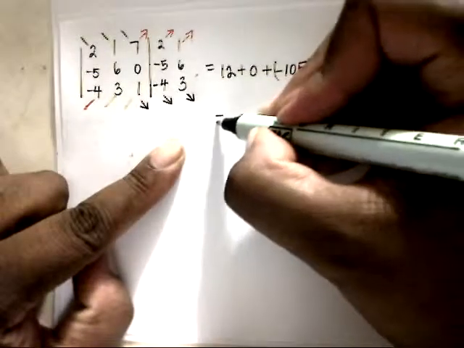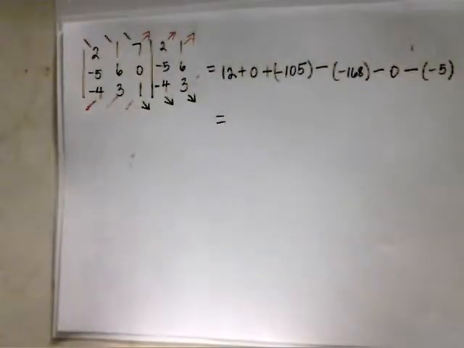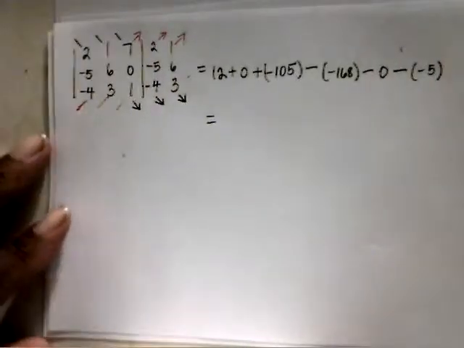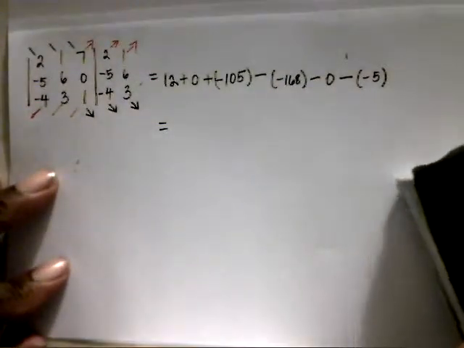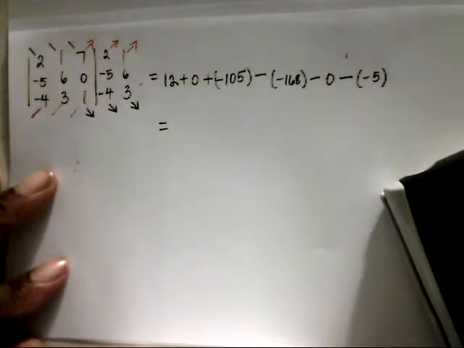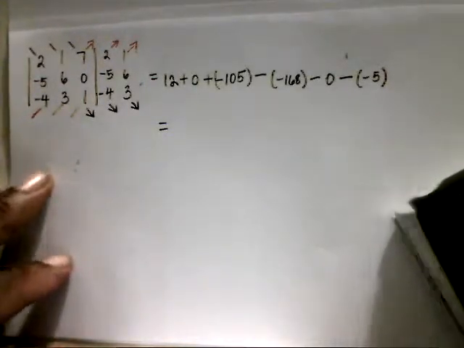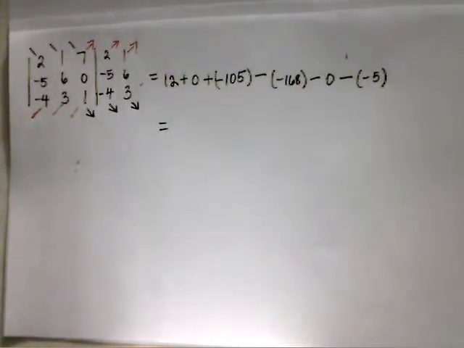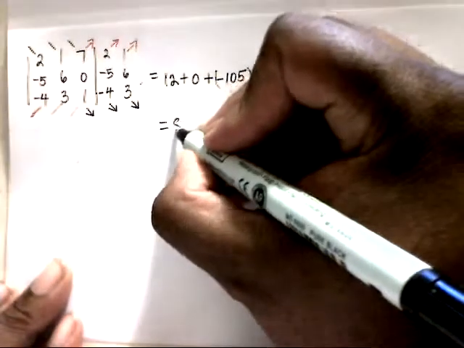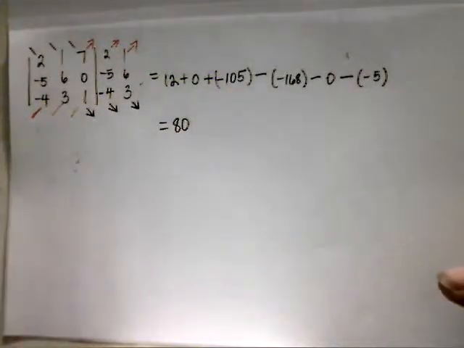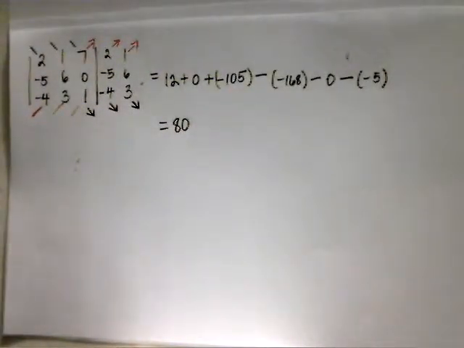Now, you can use your calculator and add those numbers together. So if you were to add 12 plus 0 plus -105 minus a -168 minus 0 minus -5, you would get 80, which is exactly what we came up with when we did expansion by minor. So the determinant of that 3 by 3 matrix used in this particular procedure would be 80.